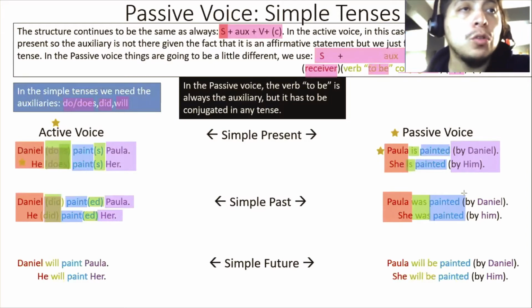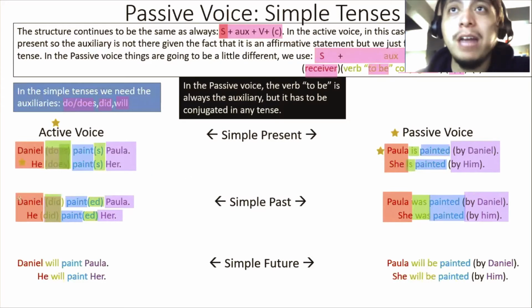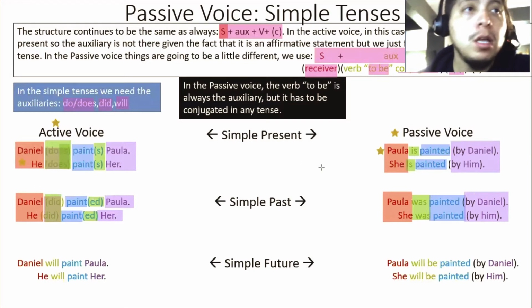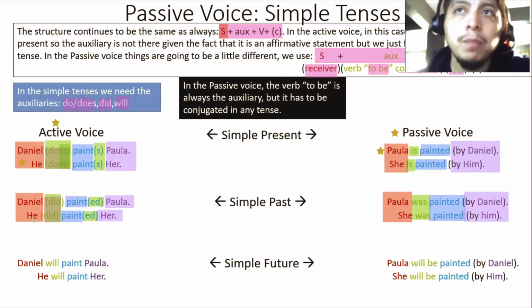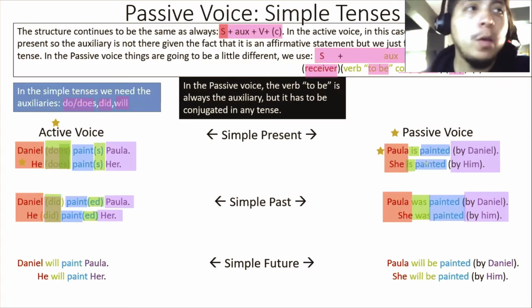If you want to use a complement, you can add a complement of time, a complement of place, a complement of way or mode, or you can add the agent. The agent is the one that is the doer of the action, the person that used to be the subject. Daniel was the subject in the active voice. In the passive voice, he is the complement. Because of that, we don't replace it with "he." "He" is when he is the subject. When he is the complement, we replace it with "him."